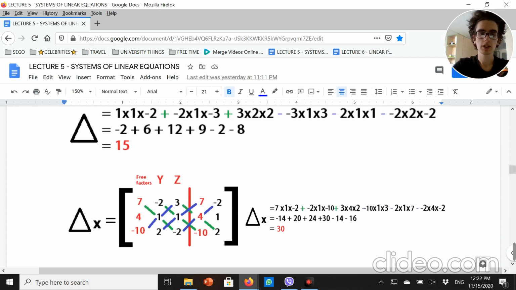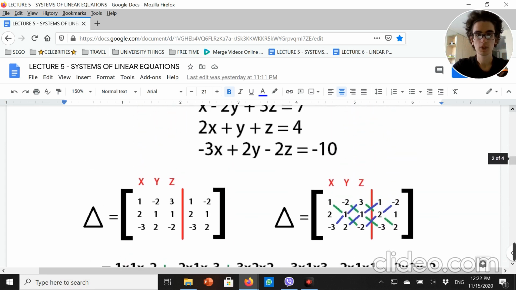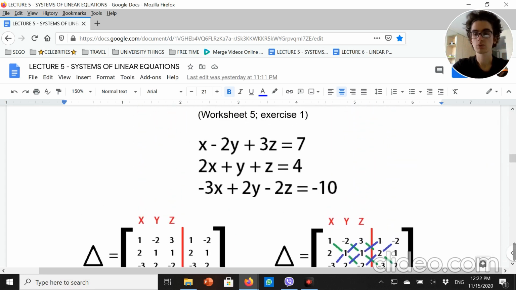Instead of writing now x, y, and z, we would write our free factors in the place where our x used to be in our delta. And what are our free factors actually? Our free factors, 7, 4, negative 10, are actually our solutions that were given in our exercise.